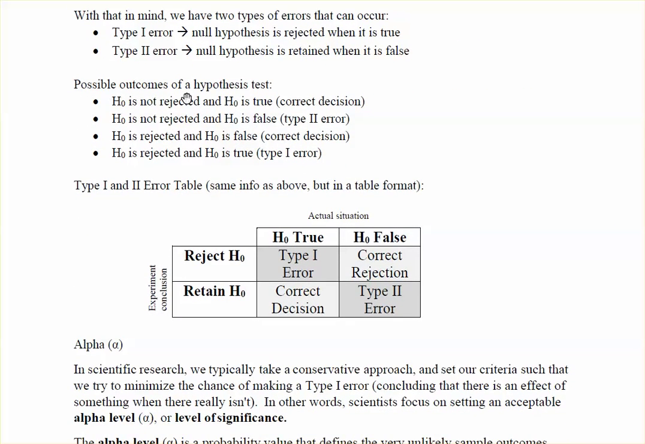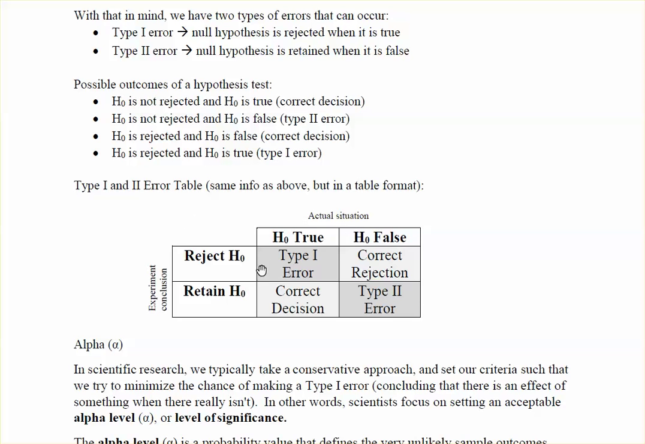So, possible outcomes of a hypothesis test. Remember, H0 is your null hypothesis. Here it's saying the null hypothesis is not rejected and the null hypothesis is true. Okay, so that's the correct decision. Technically it's retained, so the null is retained, and the null is true. Here, the null is not rejected, or is retained, but the null is false. That's your type 2 error. In this one, your null is rejected, so here we're saying nope to the null, and the null is false. And so you're saying, okay, that sounds good, that's a correct decision. But what happens if your null is rejected, but the null is true? That's your type 1 error.